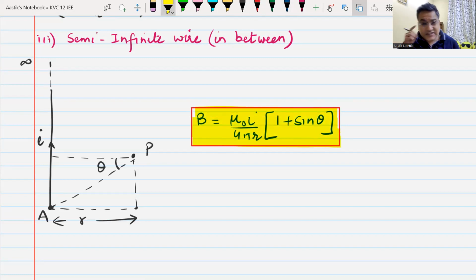Again, this is just the magnitude. The direction again would be found by the right hand thumb rule, and the direction even in this case would be inside the board. Do we understand this? Yes or no? This is a semi-infinite wire at a point which is lying somewhere in between. One more case we can do. Case number 4.